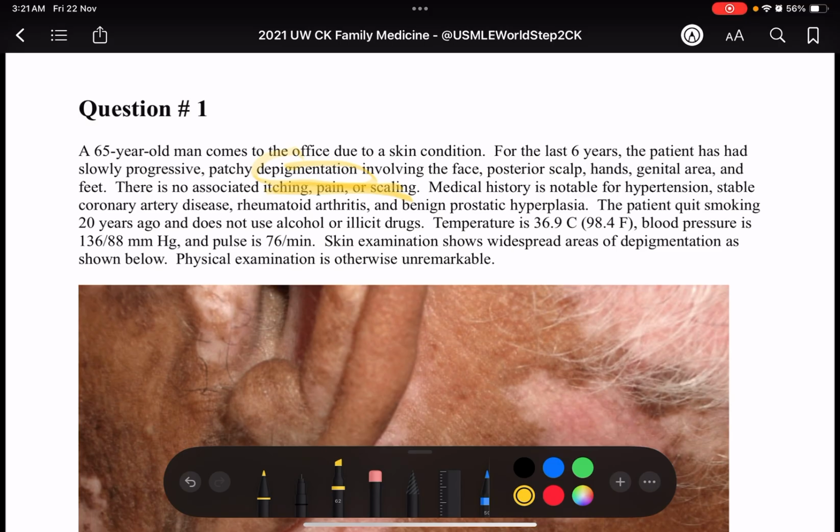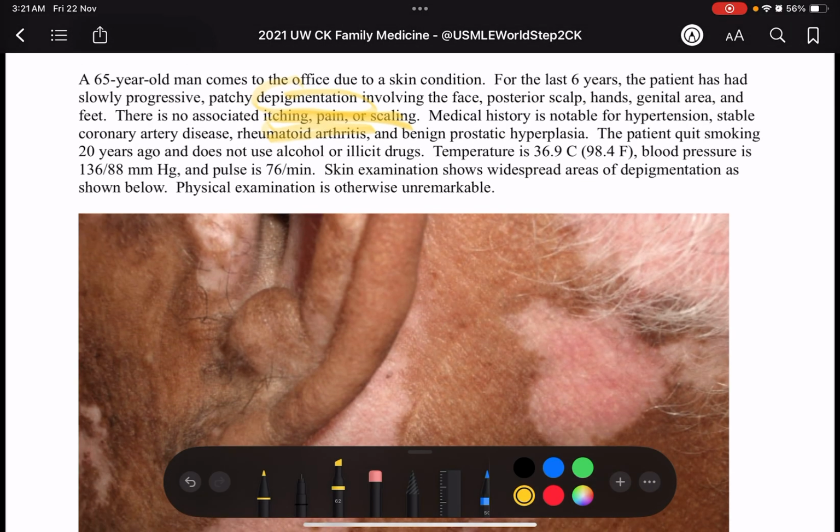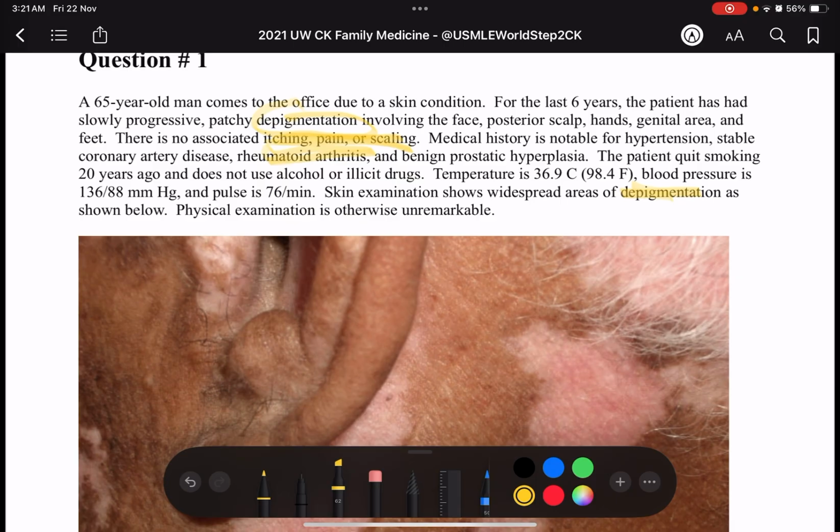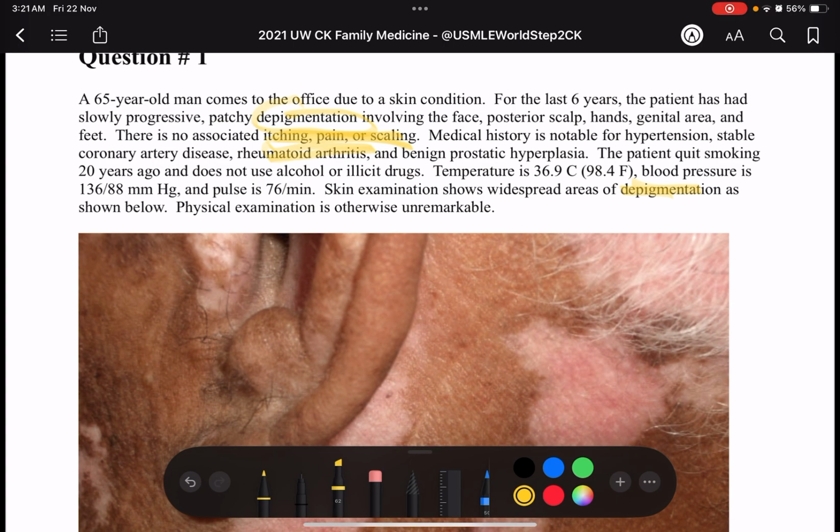Medical history is notable for hypertension, stable coronary artery disease, and look at this rheumatic condition that you're kind of hinting towards. There could be a hint there somewhere. Skin examination shows widespread areas of depigmentation as shown below, right? Physical examination is fair. All right.